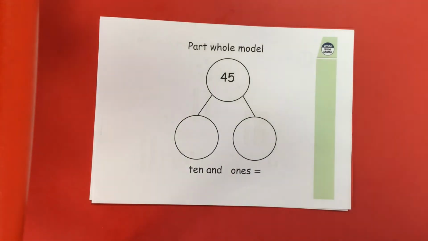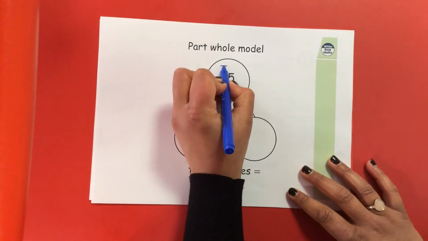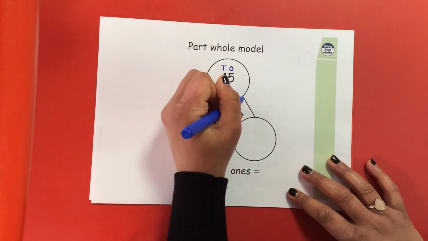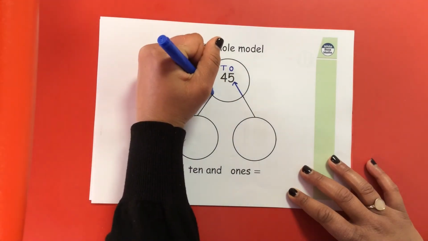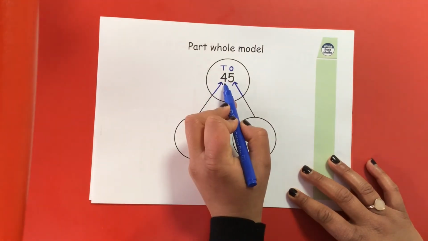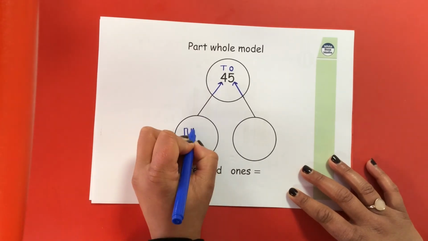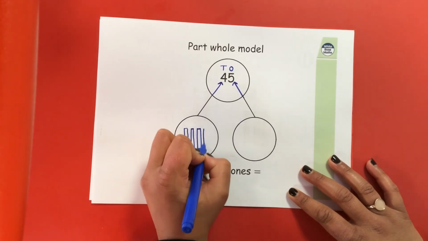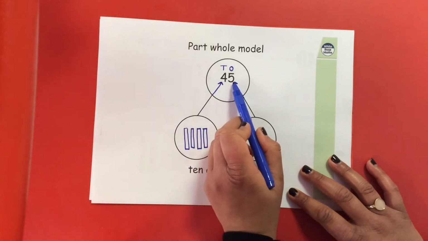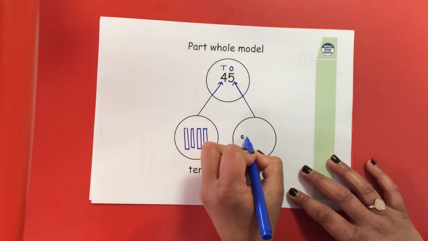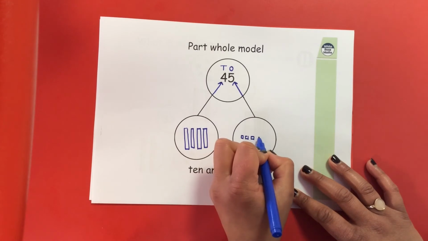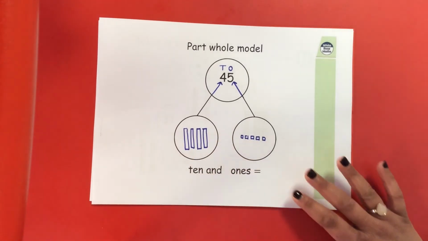Okay, so we've got one more. Please pause the video to have a go. Okay, so let's label our tens and ones. I'm going to draw my lines to help me. And we have got 4 tens this time. So 1, 2, 3, 4. And we've got 5 ones. 1, 2, 3, 4 and 5.